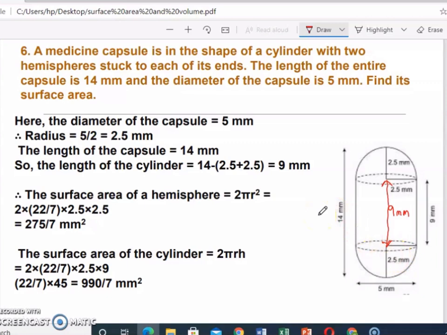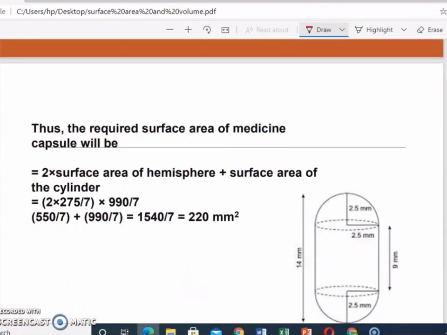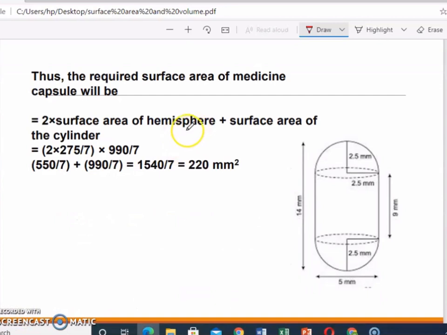Surface area of the hemisphere will be 2 pi r square, but there are two such hemispheres, so this will be doubled, and surface area of the cylinder is 2 pi r h. So these two individually have been found and then added. So required surface area will be twice the surface area of the hemisphere plus surface area of the cylinder. The final answer will be 220 millimeter square.